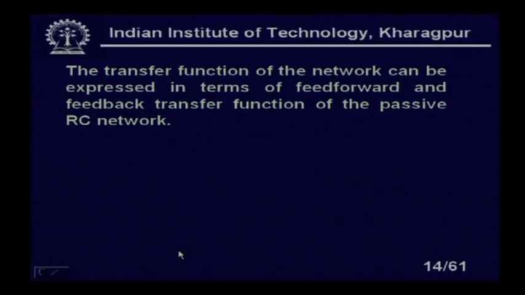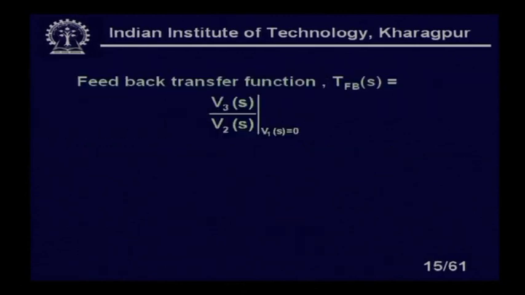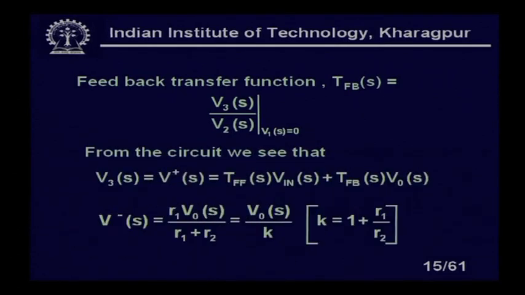The transfer function of the network can be expressed in terms of the feed forward and feedback transfer functions of the passive RC network. Feed forward transfer function TFF(S) equals V3(S) upon V1(S), making V2(S) equal to 0. Feedback transfer function TFB(S) equals V3(S) upon V2(S) when V1(S) equals 0. From the circuit, we can write that V3(S) equals V plus (S), that means the positive input of the op amp, equal to TFF(S), the feed forward transfer function, multiplied by input Vin(S), plus the feedback transfer function TFB(S) into V0(S).